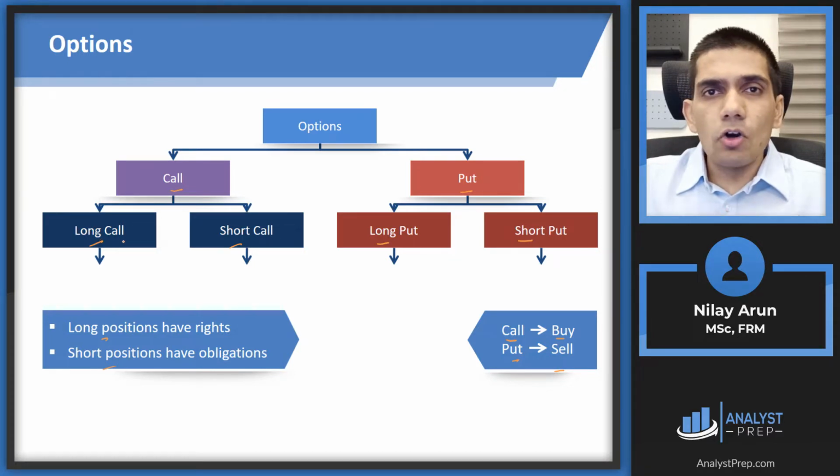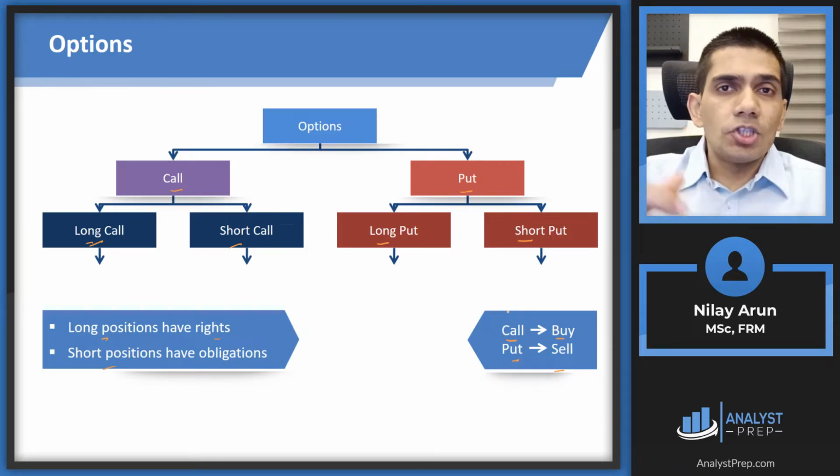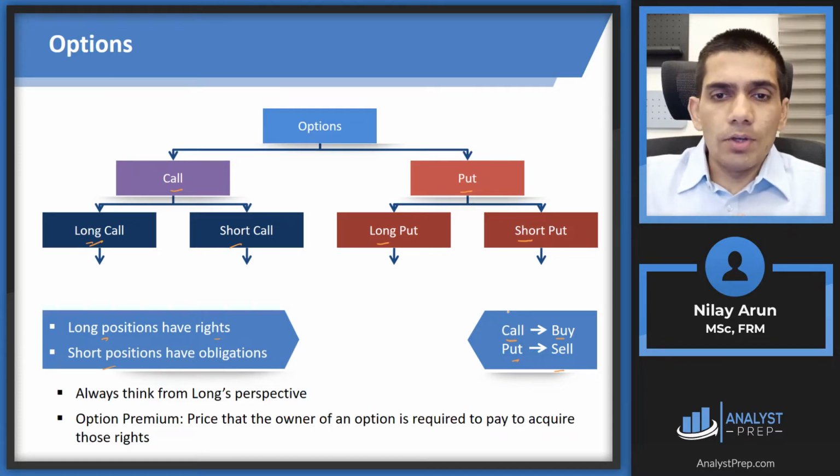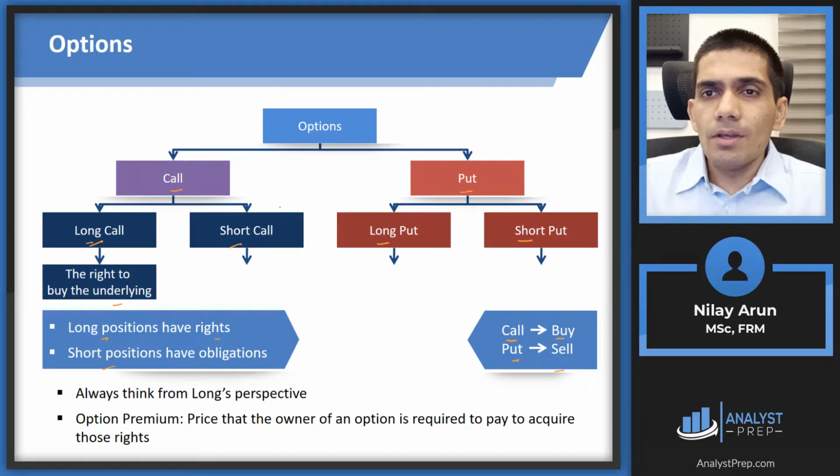Now, how do we actually use that to interpret these four different positions? If you have a long call position, that means that you have purchased the right because you're long on the option. Similarly, for a long put position, you would have purchased a right because long means that you have the right. Now, what does long call mean? Call is for buying the underlying. So when we put both of them together, that means that you have purchased the right to buy the underlying. So it's the right to buy the underlying.